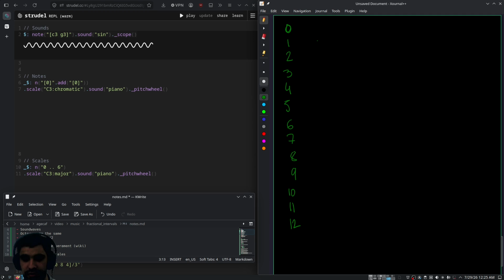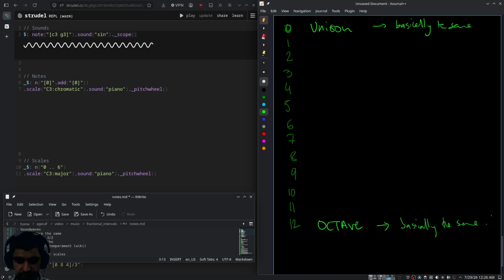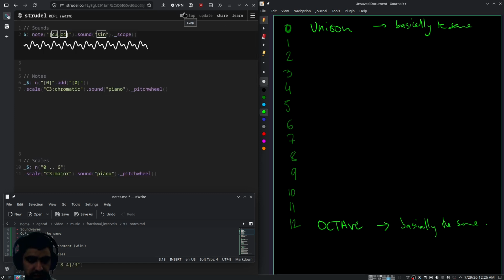So the first interval is between a note and itself. That's just what we call the unison. Another interval is between a note and itself, but on a higher pitch, which is when we take 12 semitones. And so that's what we call the octave. This is basically the same. If you build chords by using unisons and octaves, that's just going to sound like you're playing one note. So for example, if I have C3 and C4, and I play them together, that's not sounding like a chord, that's sounding like a different instrument in some ways.